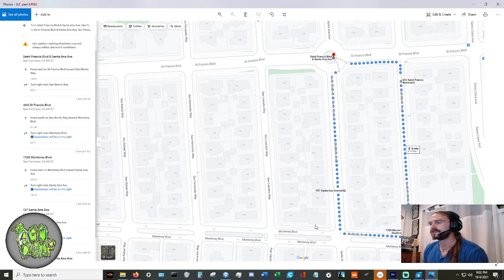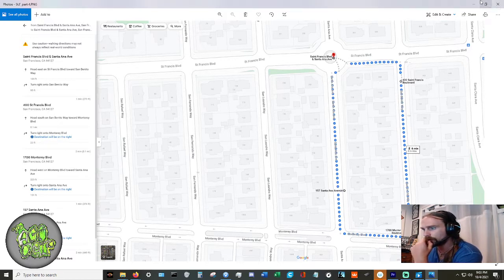And I guess you could say that Monterey is south, and that going towards St. Francis is headed north. So going up this way, up San Leandro or up Santa Ana, would be going north. Going across Monterey, that means to the right, would be to the east, and then of course the other way is west, and going down past Monterey is south. So that's your cardinal directions right there.